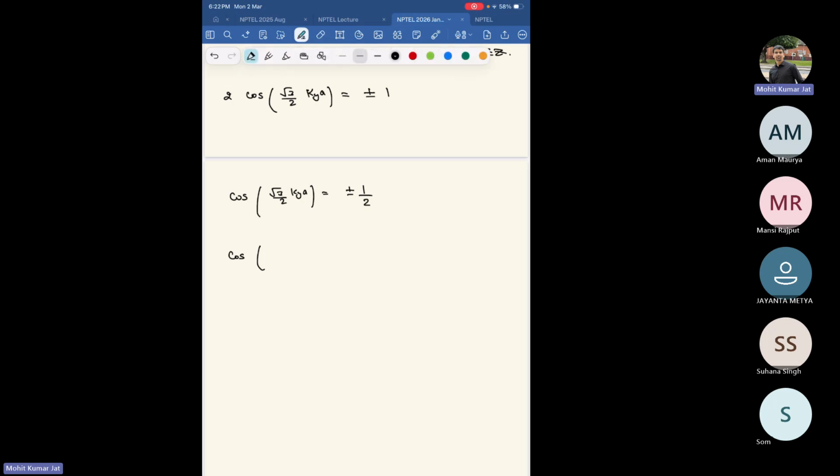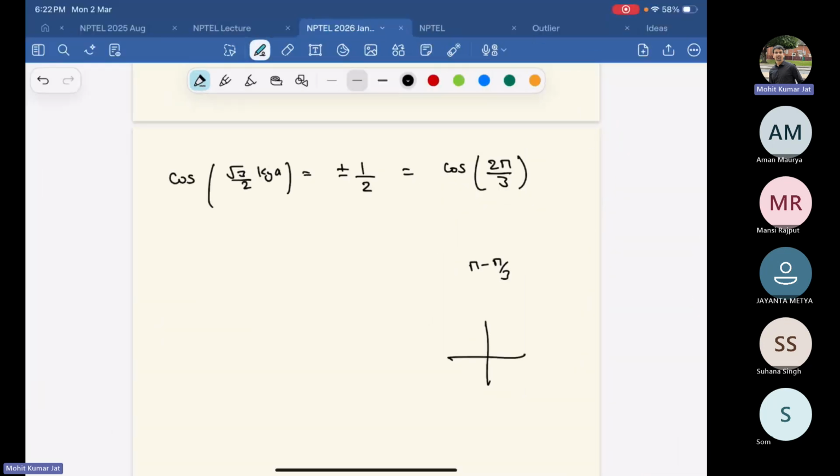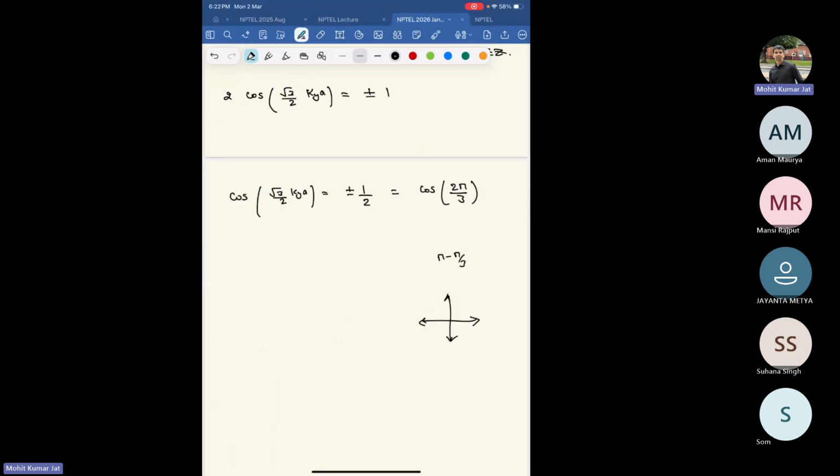2 pi by 3. So this is cosine 2 pi by 3, and for the negative sign this is pi minus pi by 3. So if you just compare it, what we get is ky is equal to 4 pi by 3 root 3 a.